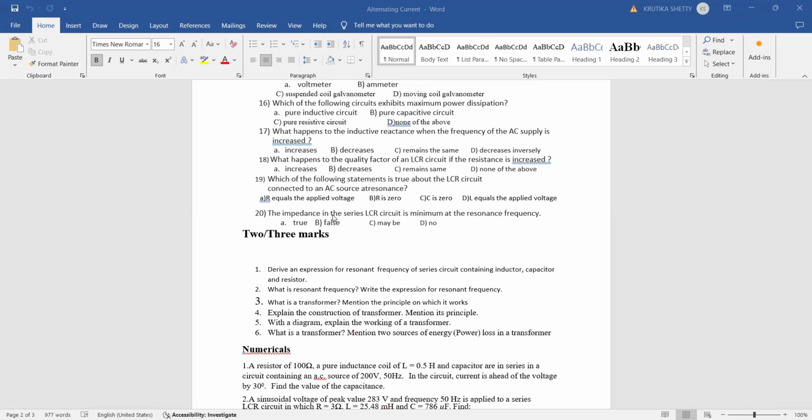Last question. The impedance in the LCR circuit is minimum at the resonant frequency. Whether it is true, false, maybe or no. Current will be maximum, so obviously the impedance will be minimum. It is true. Option A is the correct answer here, students.